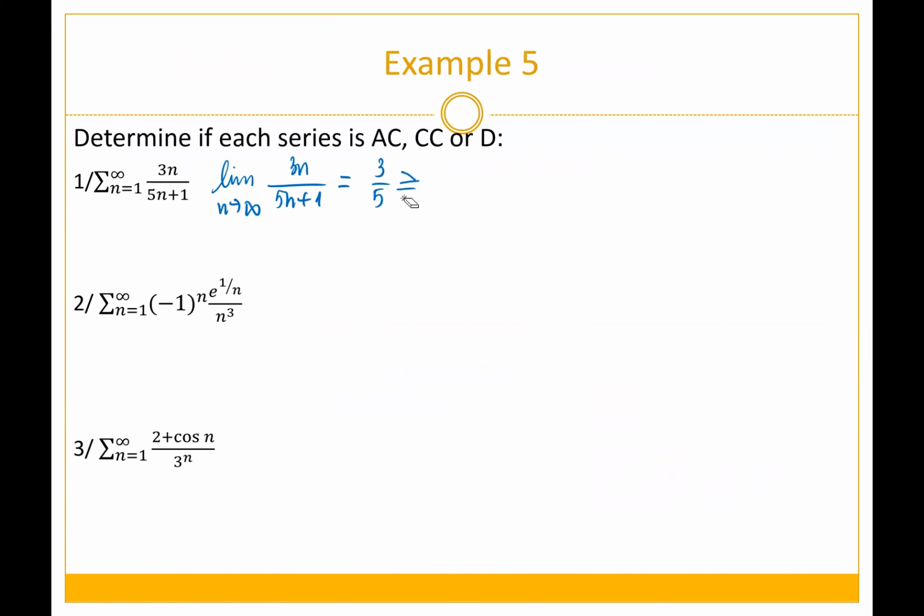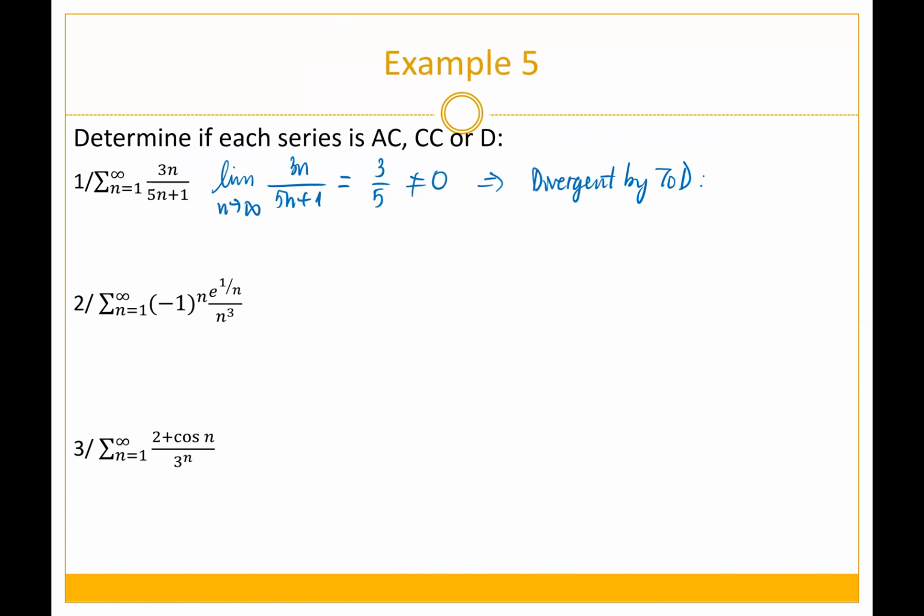Different from 0. So this is divergent by the test for divergence. And you don't have an alternating series here, so you wouldn't do the extra step. But this is divergent.